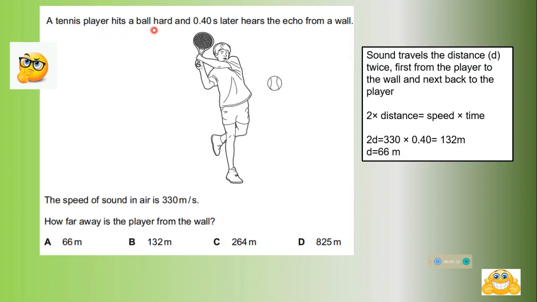A tennis player hits a ball hard and 0.40 second later hears the echo from the ball. The speed of sound in air is 330 meter per second. How far away is the player from the wall? We have to calculate the distance. Now the sound travels the distance d twice, first from the player to the wall and then back to the player. So 2d is equal to speed multiplied by time. 2d is equal to 330 multiplied by 0.40, speed is given, time is given, so d is equal to 66 meter.